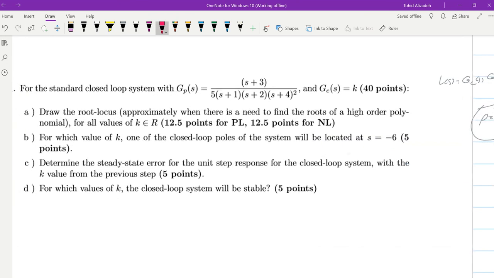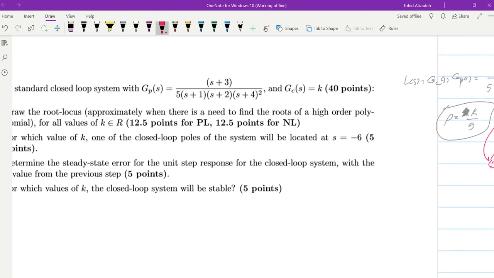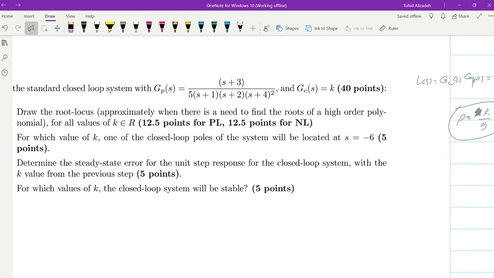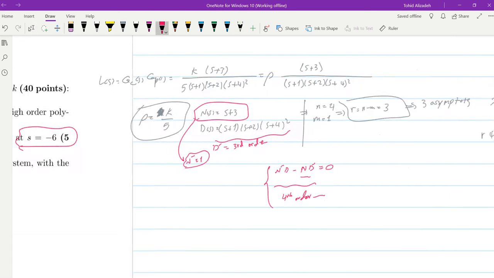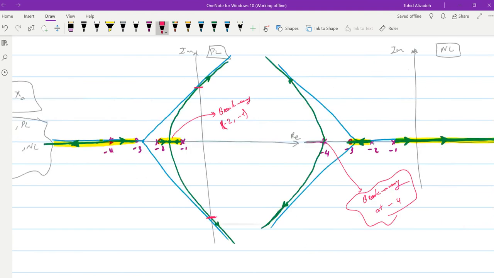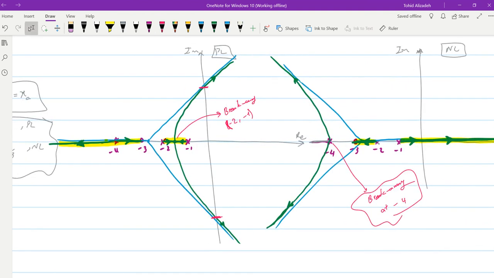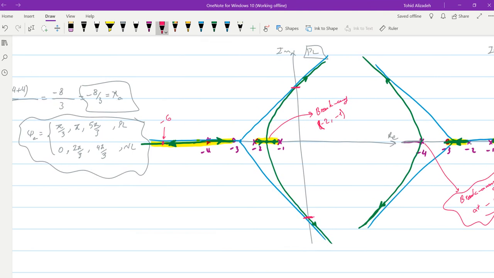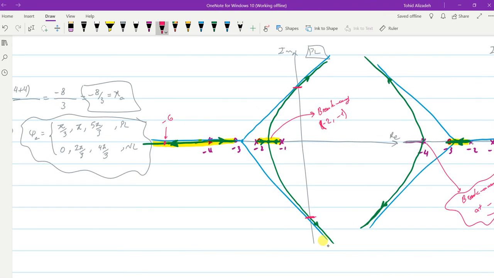The next point here is, for which value of k one of the closed loop poles of the system will be located at s equal to -6. S equal to -6 belongs to our positive locus. So let's say it is this point. We know that rho will be positive. In order to find out the exact value of rho, we need to apply the amplitude condition. Amplitude of n over d will be equal to amplitude of -1 over rho.